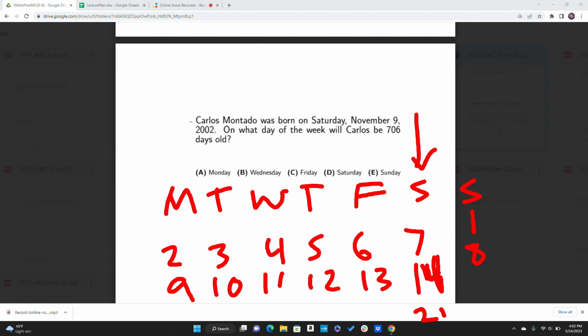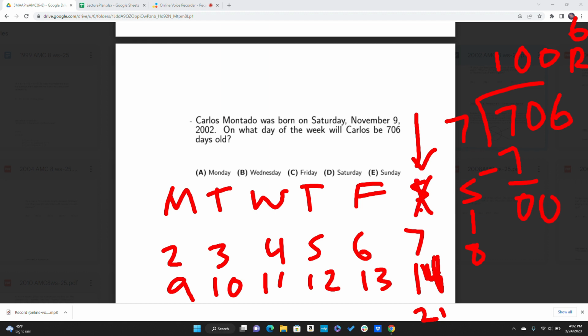So, for example, 706 divided by 7 goes in once into the 7, 0, and then 0 with a remainder of 6. Right? So that means when he's 706 days old, it's not another Saturday, right? Because those are always multiples of 7, so we can cross that out.